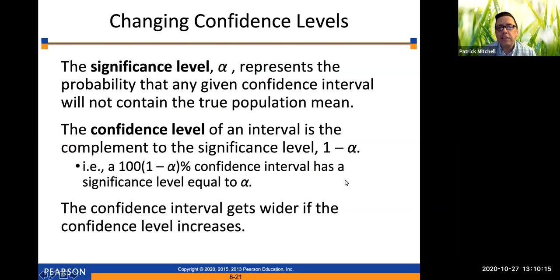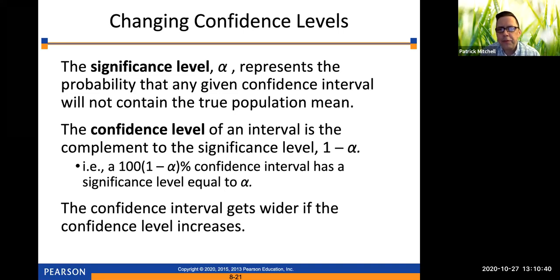The significance level, alpha, represents the probability that any given confidence interval will not contain the true population mean. The confidence level of an interval is the complement to the significance level. And that confidence interval gets wider as the confidence level increases.